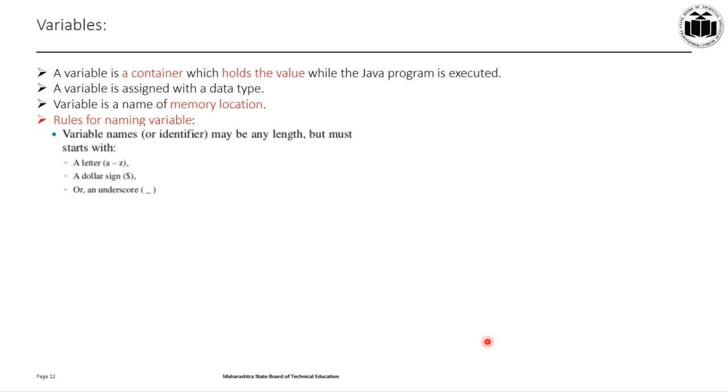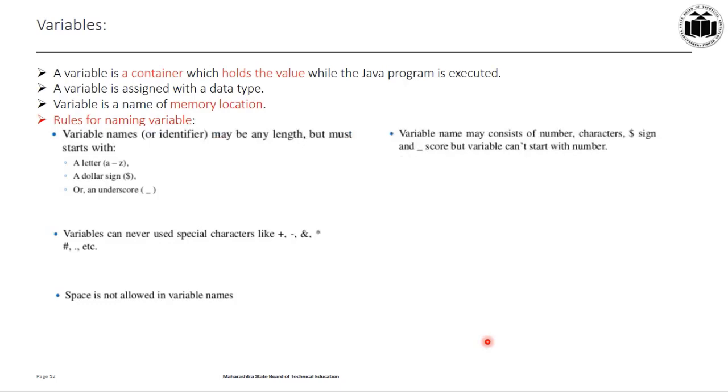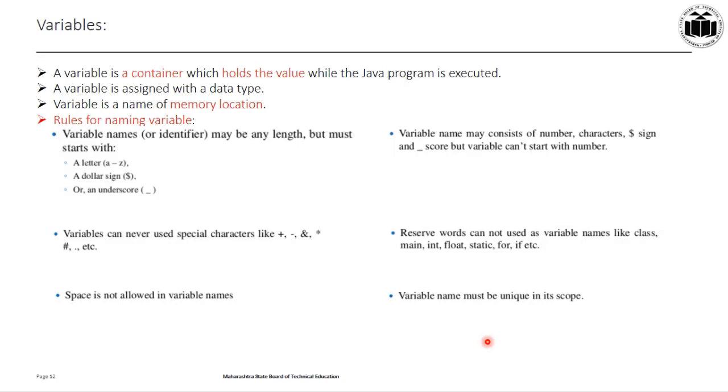Rule number 1, variable names may be any length but must start with a letter, either in small case or uppercase, a dollar sign or an underscore. Second rule, a variable can never use special characters like plus, minus, asterisk symbols. Third, space is not allowed in variable names. Fourth, a variable name may consist of numbers, characters, dollar sign and underscore sign, but a variable cannot start with a number. So always remember, when we declare the variable it cannot start with a number. Reserved words cannot be used as variable names. And the last one, variable name must be unique in its scope.